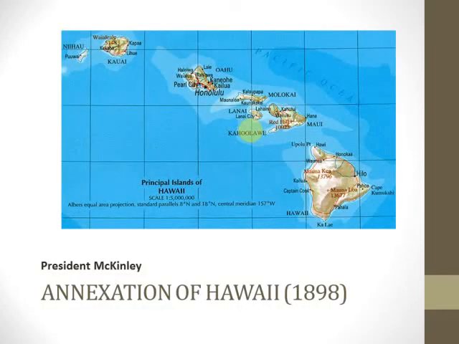Now, you guys just call it Hawaii, but it's actually pronounced Hawaii. That's why it has that mark there. Anyway, so in 1898, President McKinley decides, hey, we should probably annex Hawaii.